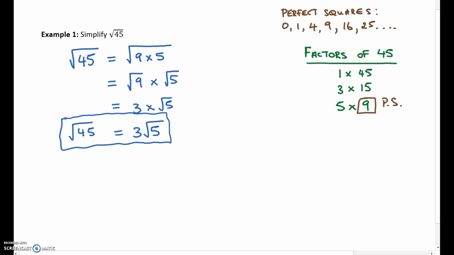We don't still have an estimate for the square root, but the number under the square root sign is now much smaller. Okay, that's it.